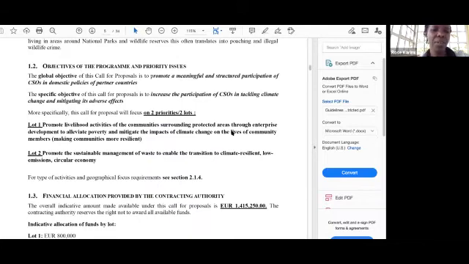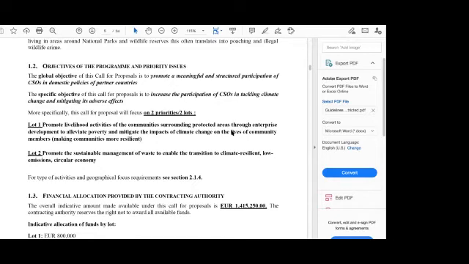So you really have to be keen on what the objectives are for that call. Here we are being told the global objective is to promote a meaningful and structured participation of CSOs in domestic policies of partner countries. And the specific objective is to increase participation of CSOs in tackling climate change and mitigation of its adverse effects. And the call is focusing on two priorities, or what they call two lots.